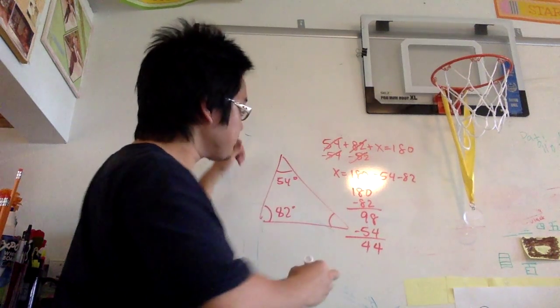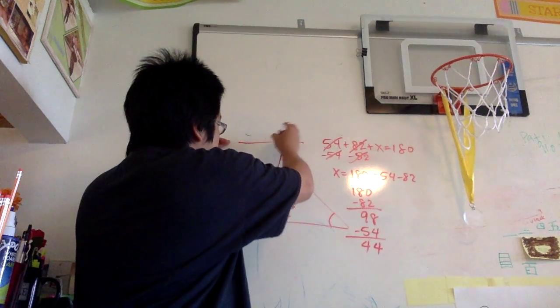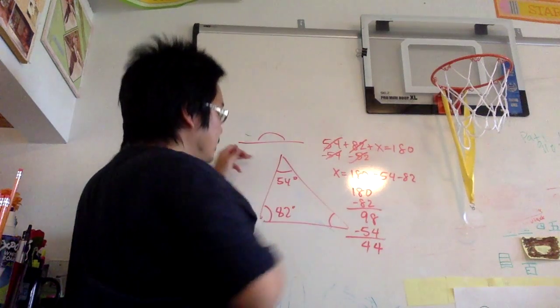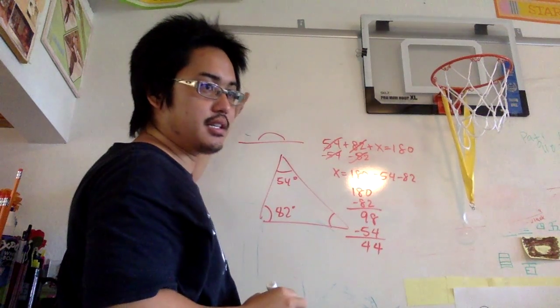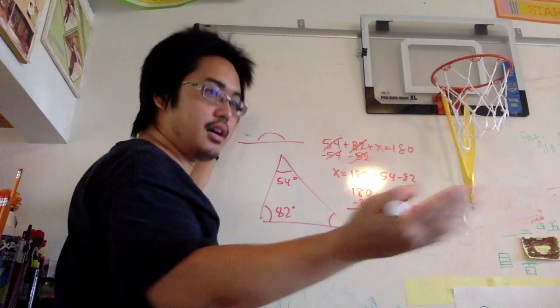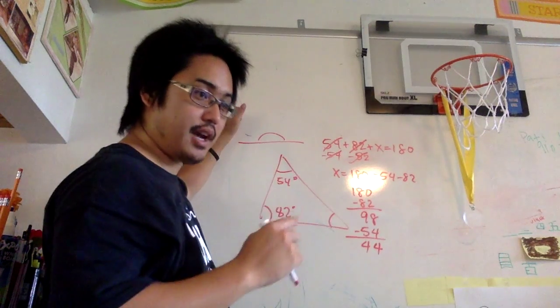One last thing. If I had a straight line and I want to measure the angle, what's the angle of a straight line? 180. Good. So you've learned two facts.